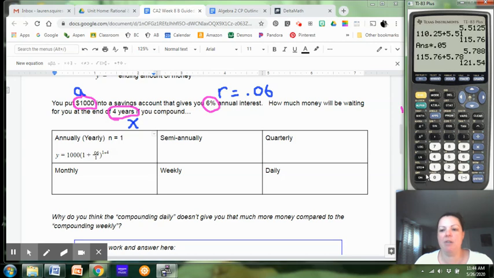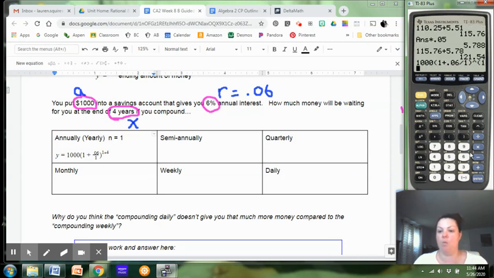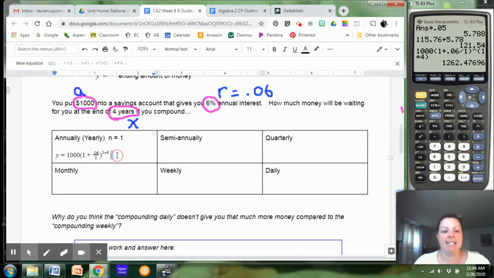If you're going to type this into your calculator, if you have a graphing calculator, you can type it all in at once, and this is how you would do that. The 1,000, parentheses, 1 plus 0.06 divided by 1, close the parentheses, raise your exponent with the caret symbol, and when you do your exponent, make sure you put parentheses around the 2 numbers in your exponent: 1 times 4. Then we hit enter, and it's going to tell me that I'm going to end up with a total of $1,262.47. I'm going to round down.